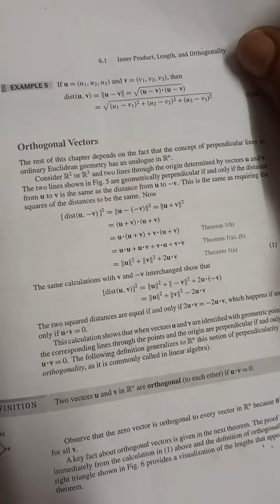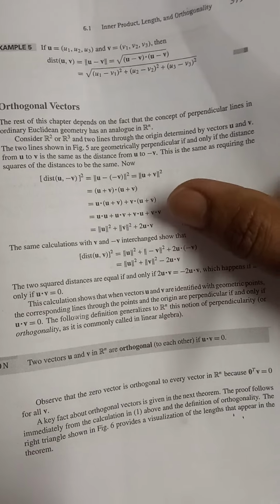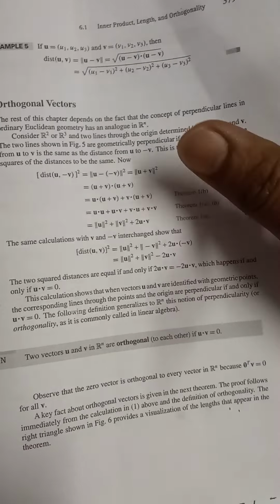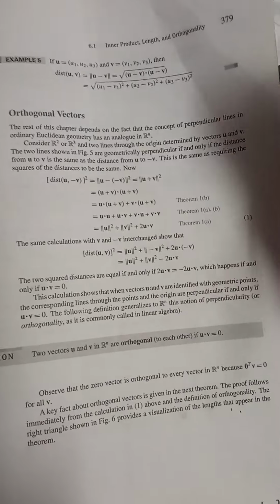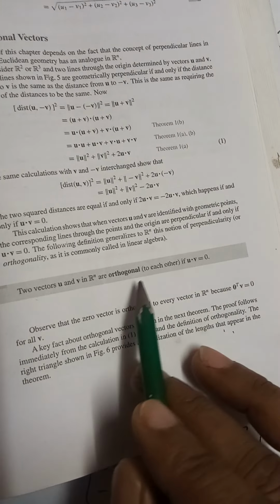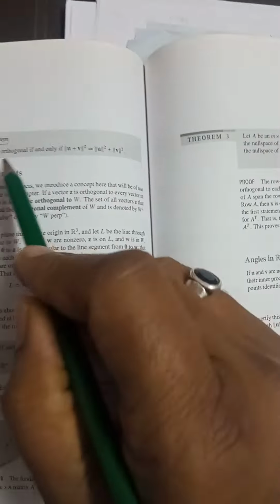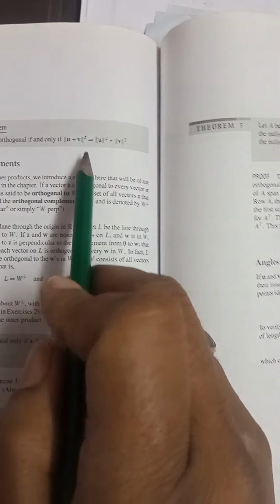Next one is orthogonal vectors. Two vectors are said to be orthogonal if their dot product, inner product, is equal to 0. And there is one Pythagoras formula, one theorem based on inner product. Okay. Next one. The definition of inner product. The vectors u and v in R power n are orthogonal to each other if u dot v is equal to 0. That is the definition of orthogonal. And Pythagoras theorem. Already we explained this one, right?